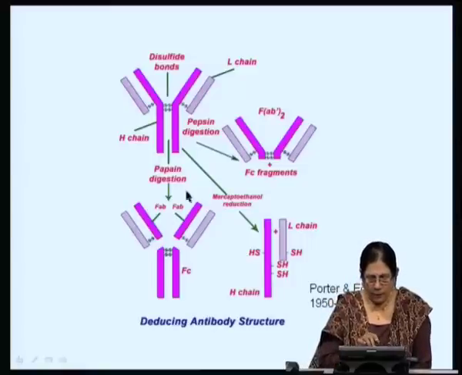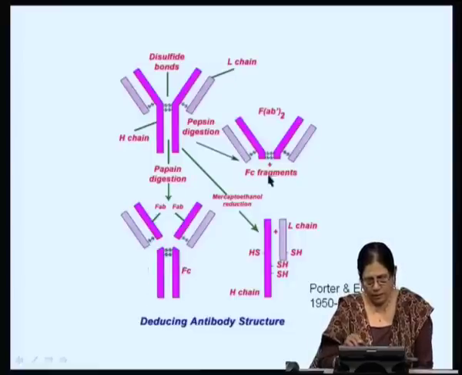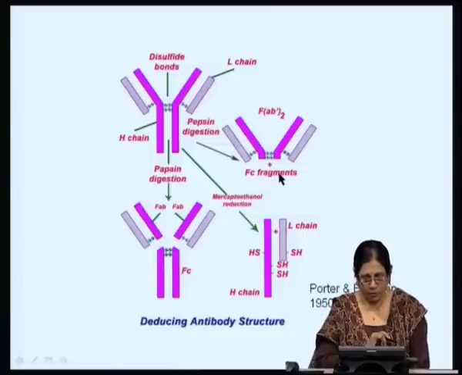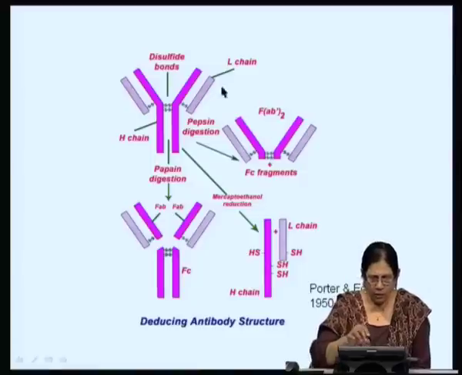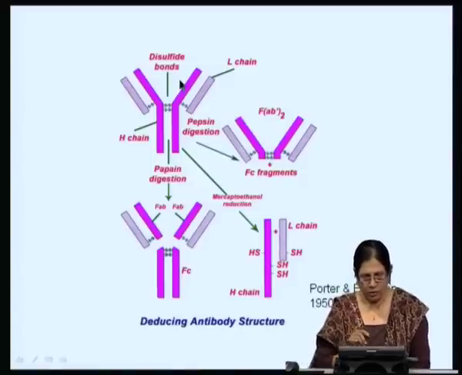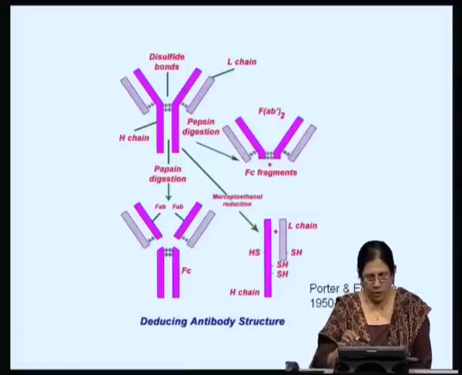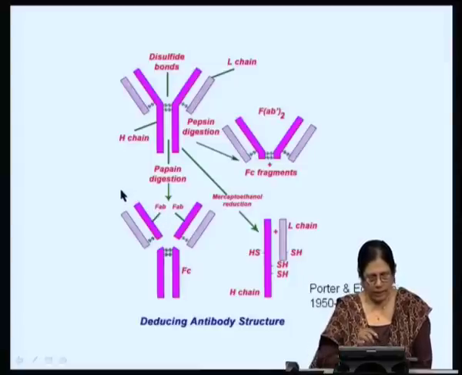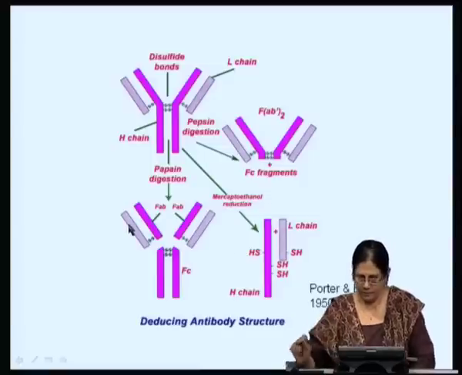Now, upon papain digestion and pepsin digestion, they were able to get fragments which they called Fc, and we know that this is the constant domain of immunoglobulin. Putting all these observations together, they came to the conclusion that the antibody binds two antigens from the amino terminus, and that the antibody molecule is at least bivalent.